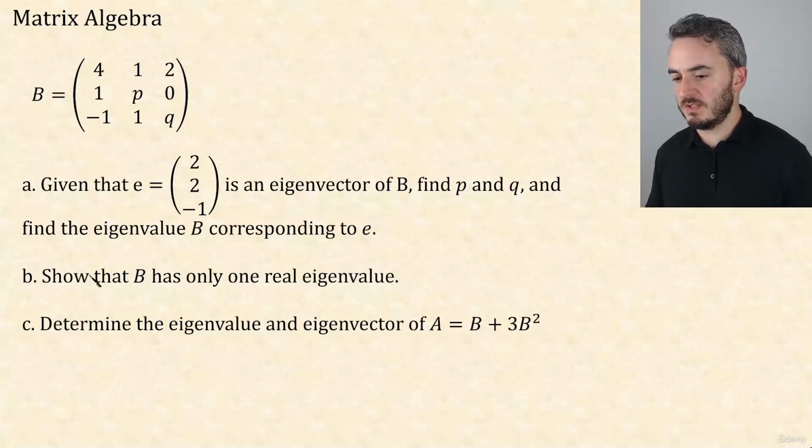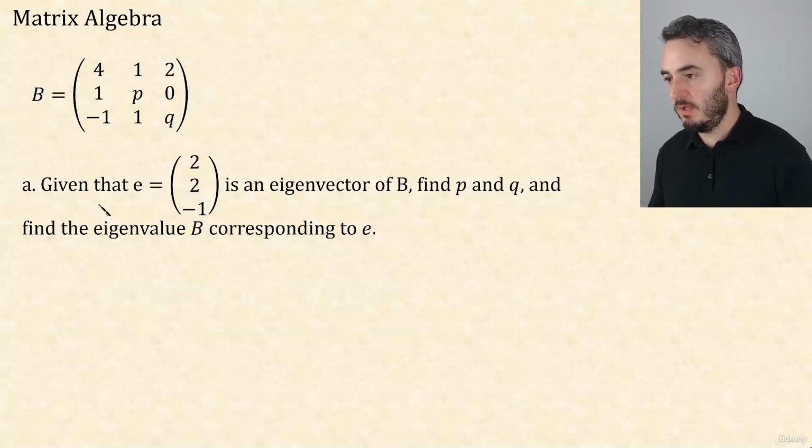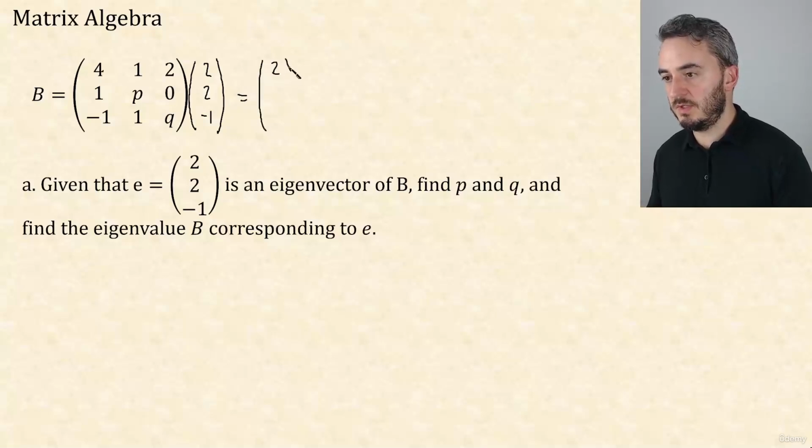Okay, so we've got this matrix B, and it says, given that e equals (2, 2, -1) is an eigenvector of B, find p and q and find the eigenvalue of B corresponding to e. All right, so let's try this. If (2, 2, -1) is an eigenvector of B, then when we apply B to it, we should get lambda times that. So that should be 2 lambda, 2 lambda, and minus lambda.